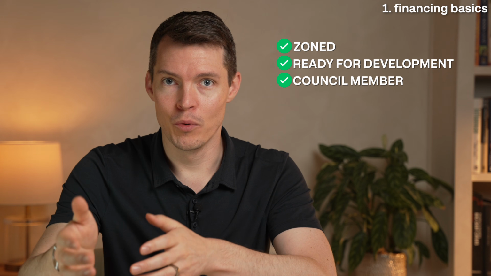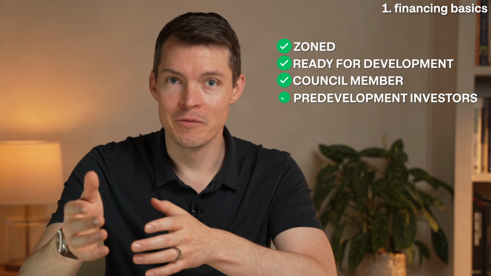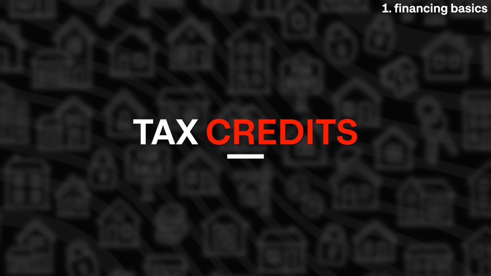Your site is zoned, it's ready for development, your council member is on board with the project, and you have pre-development investors or a joint venture partner lined up. Now you're at the point where you need to figure out your financing. Let's start with tax credits and a little background on how they work.